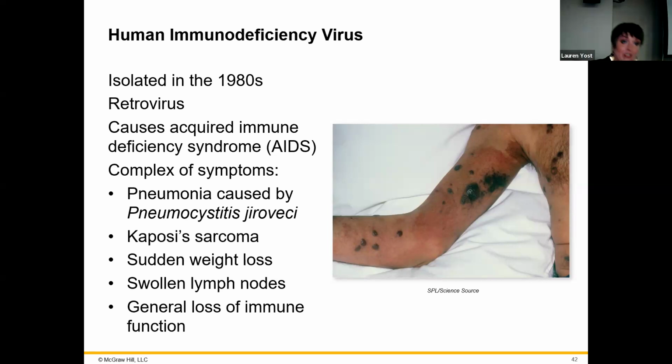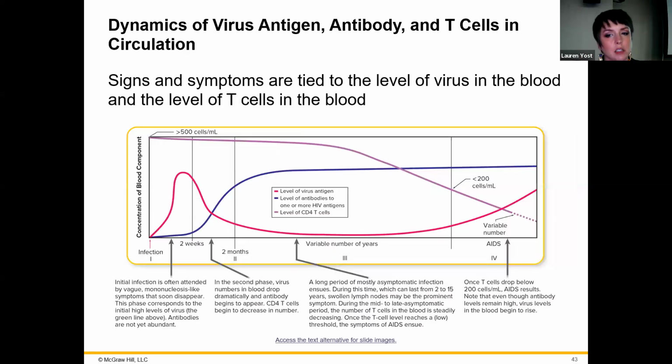So this is an RNA virus that can turn its RNA genome into DNA and then insert that DNA into your genome, and it becomes part of your genome forever. Once you start developing AIDS, this is defined by a complex of symptoms, such as having a certain kind of pneumonia caused by Pneumocystis jirovecii. We don't usually see this in people that are healthy otherwise. Kaposi's sarcoma, which is a certain kind of cancer, sudden weight loss, swollen lymph nodes, and general loss of immune function, all associated with the progression of AIDS.